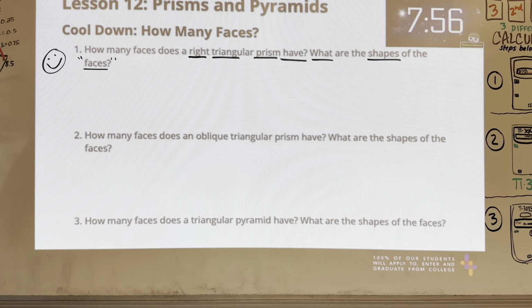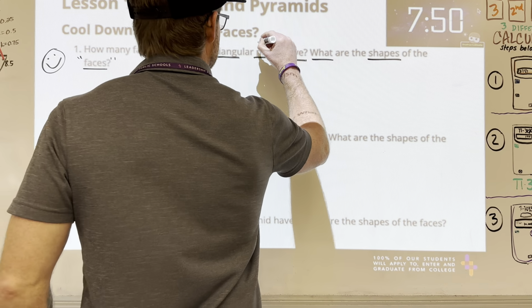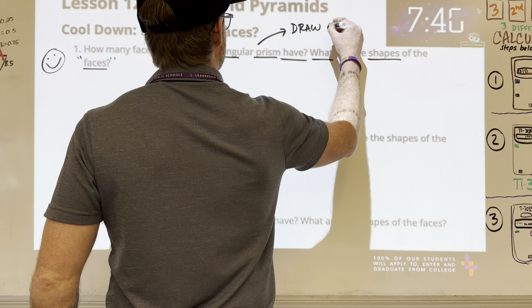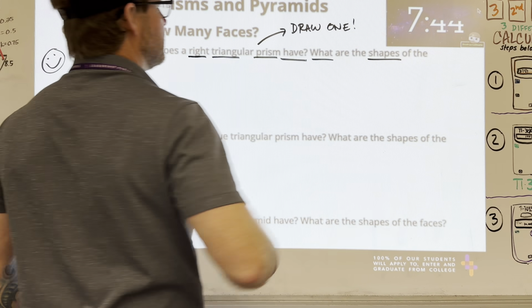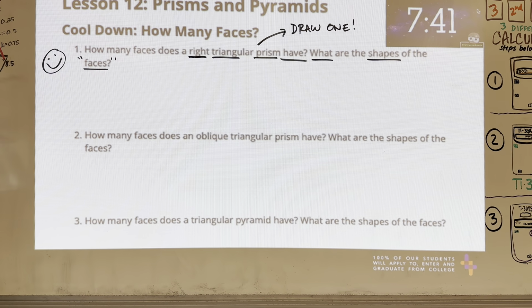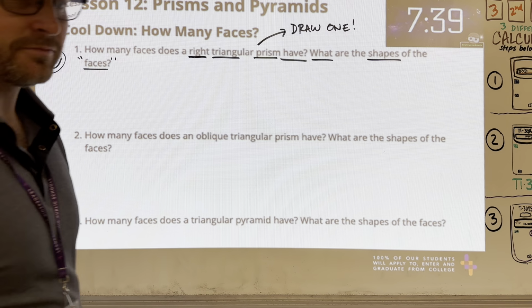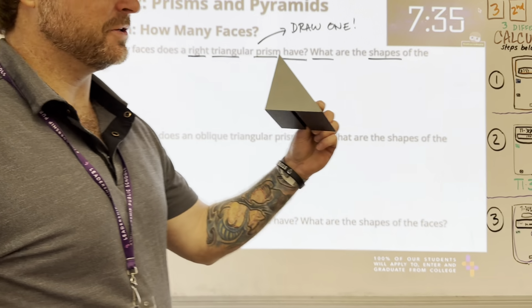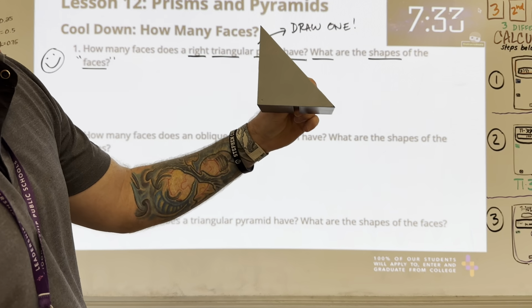Okay. So how many faces does a right triangular prism have? Well, let's see. Why don't we draw one? So a right triangular prism. Well, you've got to be able to imagine what a right triangular prism is. Here's a prop for you.